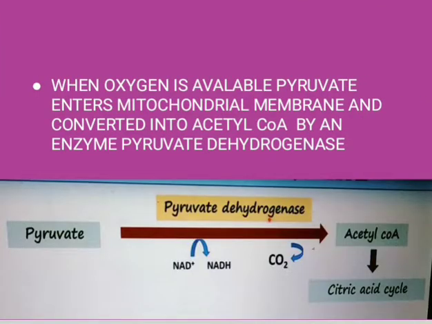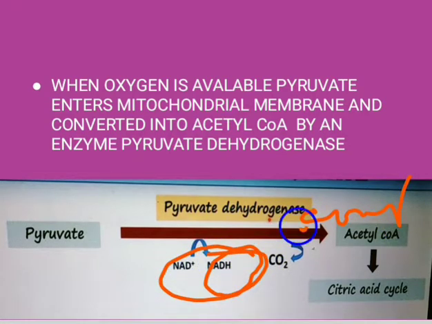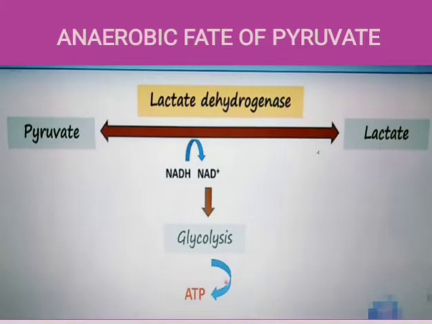When oxygen is available, pyruvate enters the mitochondrial membrane and converts itself into acetyl CoA by the pyruvate dehydrogenase complex. As I have told in my other lecture, the pyruvate dehydrogenase complex is a complex system of enzymes composed of 3 enzymes and 5 coenzymes. Here a molecule of NADH is produced and carbon dioxide is removed. So pyruvate is converted to acetyl CoA, and then the citric acid cycle, also known as the TCA cycle, begins.